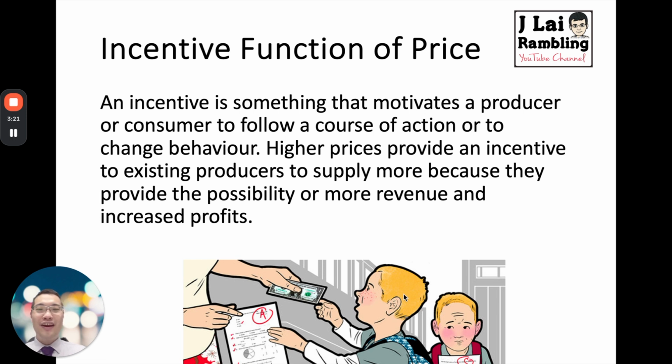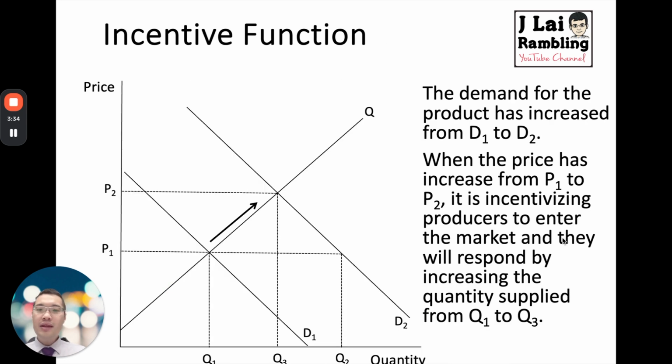So that's really just rumors. Higher prices provide an incentive to existing producers to supply more because they provide the possibility of more revenue and increased profits. Let's look at the diagram here again. Once again, same thing, an increase in the demand for chocolates because people are more wealthy, leading to an increase in the equilibrium price from P1 to P2.